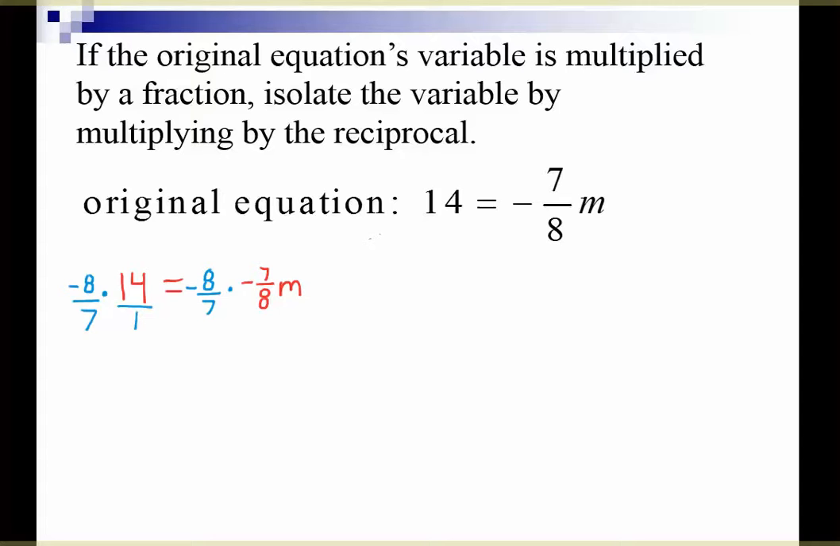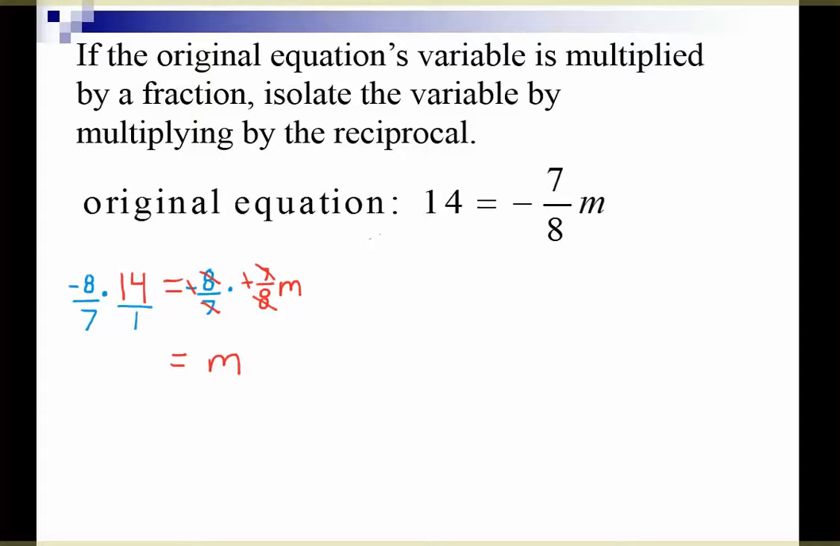Okay, why do we do this? Well, take a look at the huge cancel fest that's going to happen over here on the right-hand side. An 8 on top and an 8 on bottom cancel out. A 7 on bottom and a 7 on top cancel out. A negative times a negative makes a positive. Those cancel out. So I'm left with just plain old m over here. And that's why multiplying by the reciprocal is really powerful. It cancels out everything.